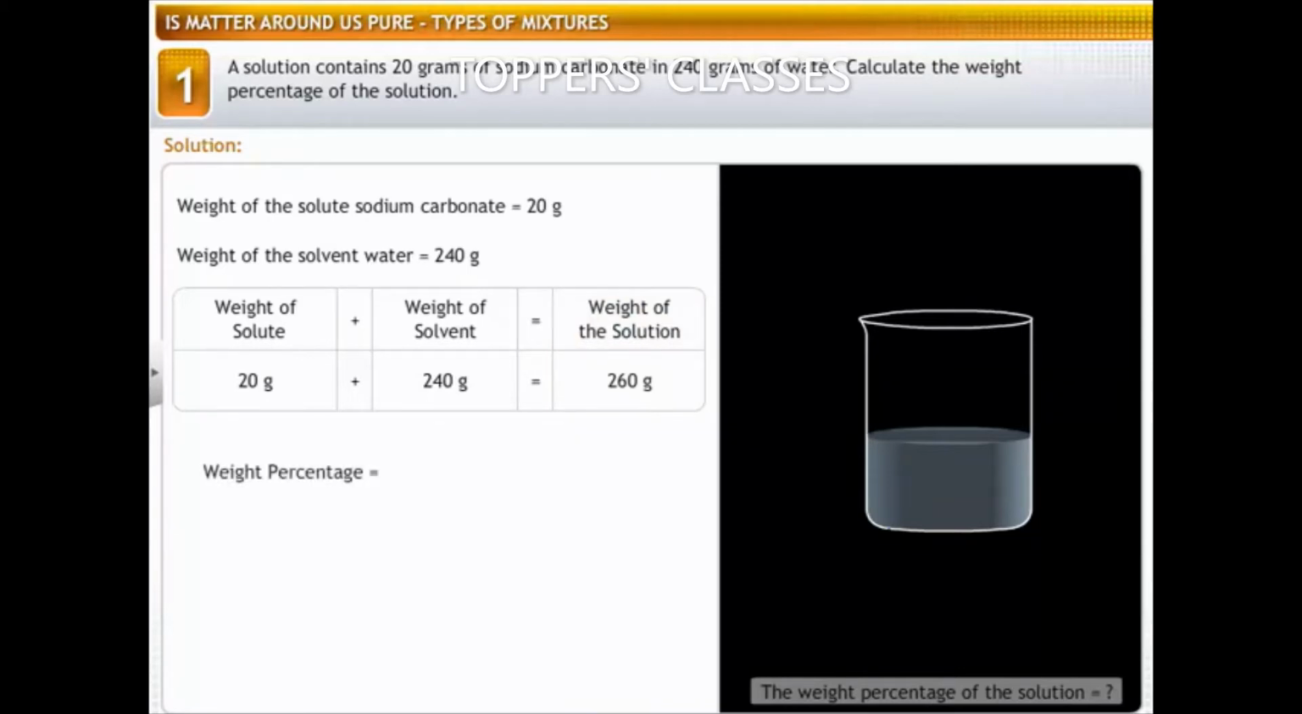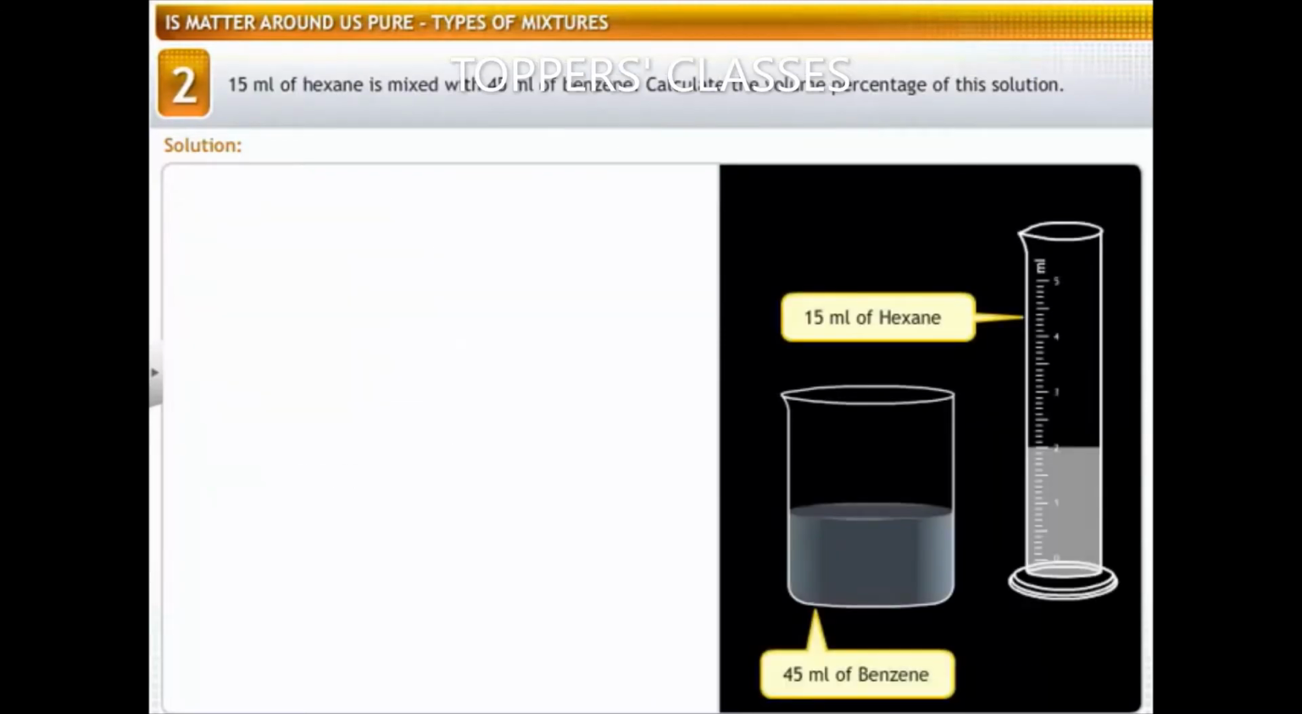We know that weight percentage is equal to the weight of the solute divided by the weight of the solution multiplied by 100. Therefore, we substitute the values of the weights of the solute and the solution in the formula. Hence, the weight percentage of the solution is 8.33%. Let's try out another example.